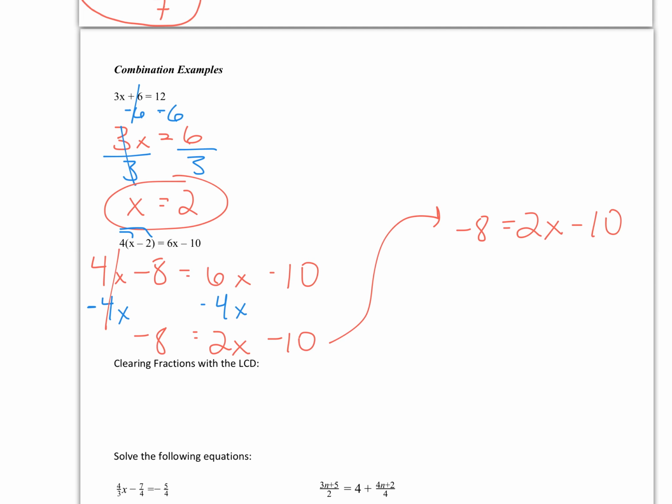From here, since x is on the right side and it's by itself over there, we're going to add 10 next. 2 equals 2x. Here we can finally divide by 2, and you get x to be 1.